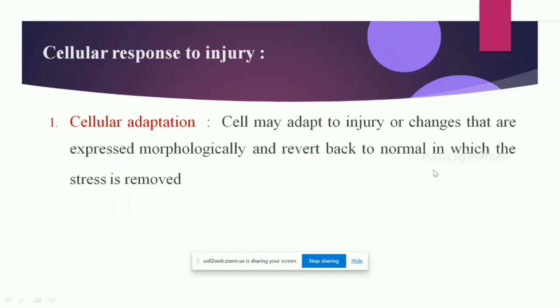What are the responses to this cell injury? First one is cellular adaptation. What do you mean by cellular adaptation? Cells may adapt to injury, with changes that are expressed morphologically and revert back to normal when the stress is removed. The cell damage will be reversible.